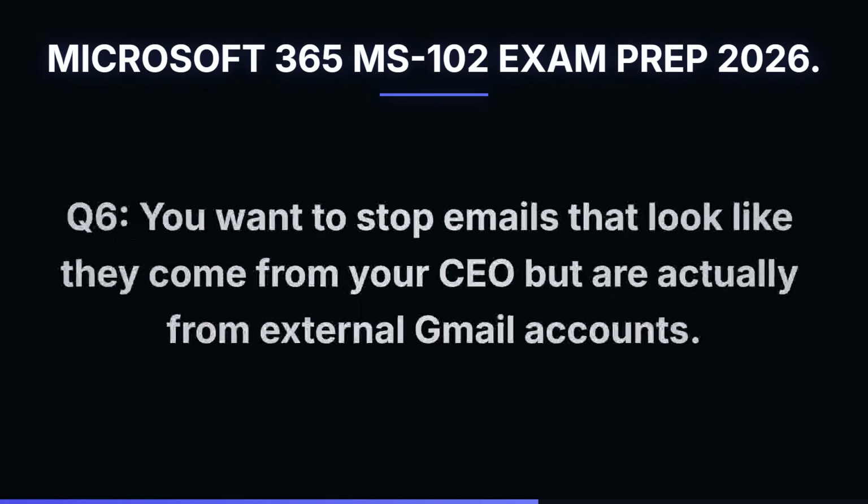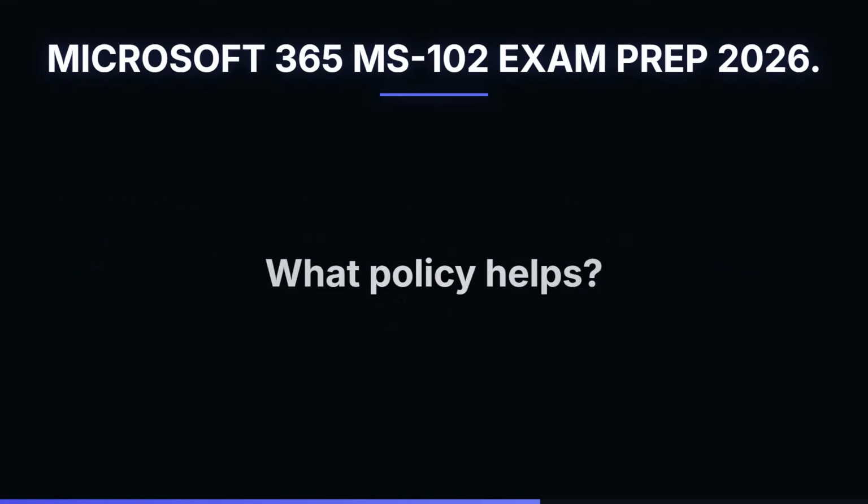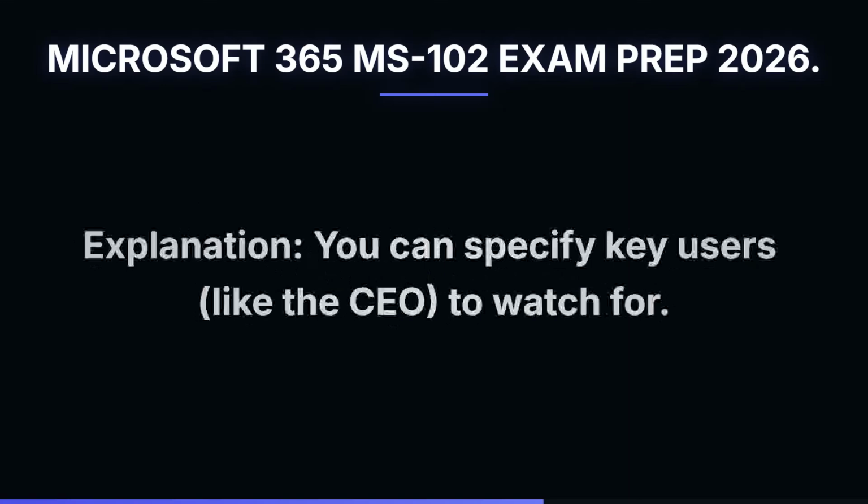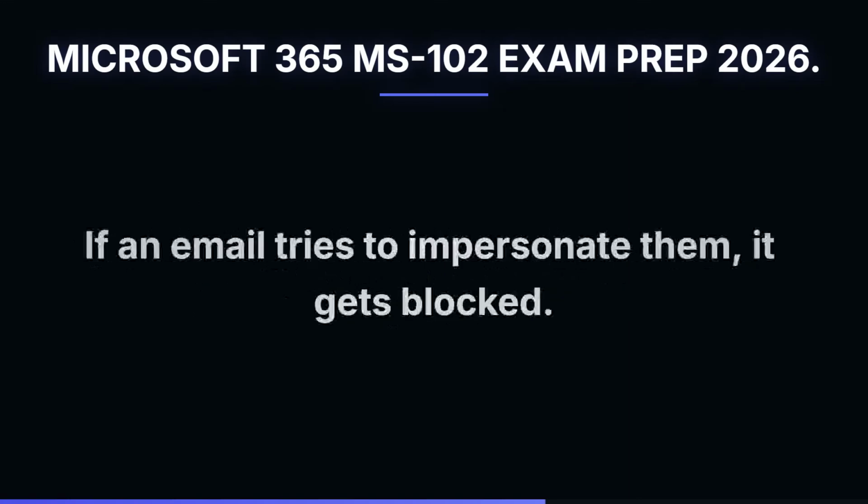Q6. You want to stop emails that look like they come from your CEO but are actually from external Gmail accounts. What policy helps? Answer: anti-phishing policy, impersonation protection. Explanation: you can specify key users, like the CEO, to watch for. If an email tries to impersonate them, it gets blocked.